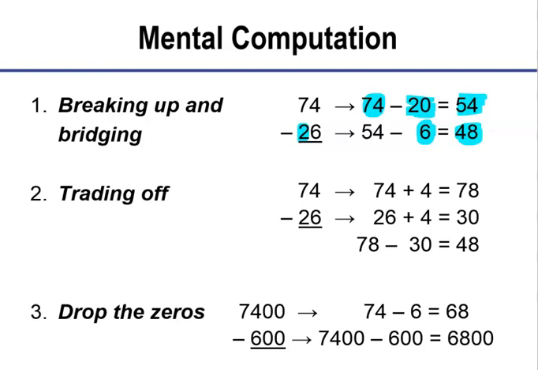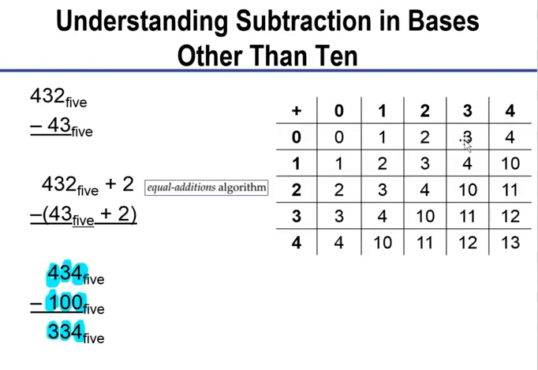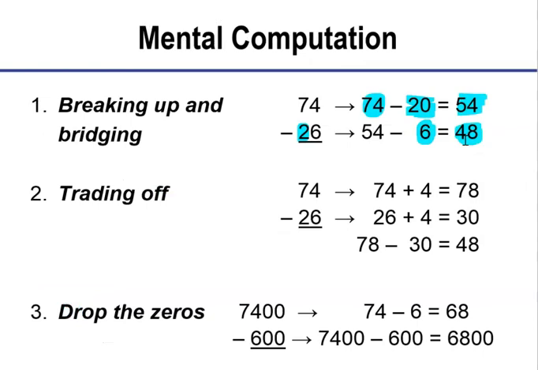Now what about trading off? We used trading off when we worked with, and we also called it, let me back up real quick for you right here, it's the equal additions algorithm. You could also call that trading off, where we add the same value to the minuend and the subtrahend. And so to make that a nice whole tens value, we're just going to add 4 to it to make it 30. Okay, so right here, we took our 26 and we added 4 to it to make it 30, but we also have to add 4 to our minuend, which makes it 78. 78 minus 30 is an easy calculation, and that's going to give us 48.